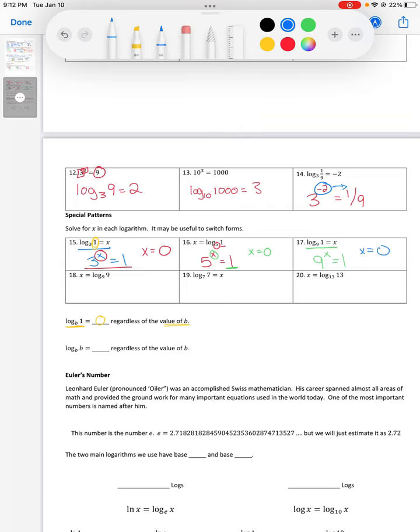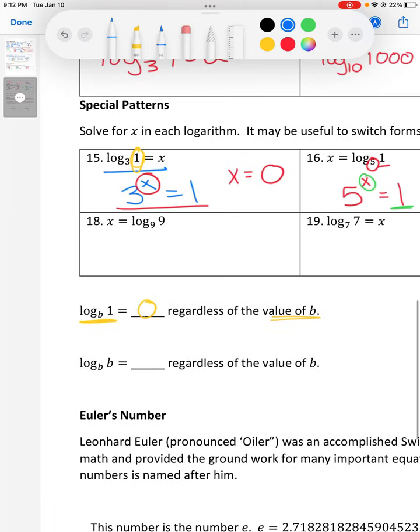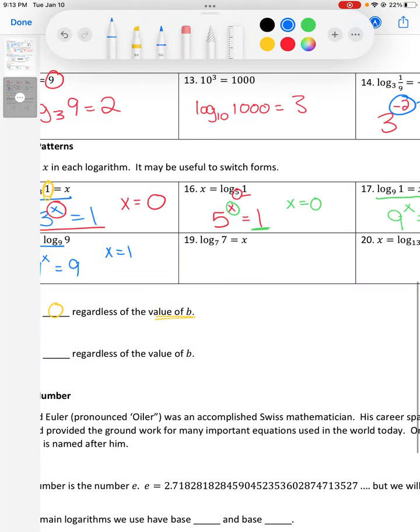Okay, so let's go with 18, 19, and 20. So again, let's change this to an exponent to help us. So the base is 9, our exponent is x because that's what we're trying to find, and it equals 9. Well, for us to have the same thing, x has to equal 1.